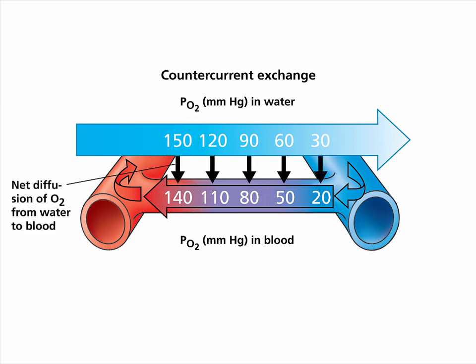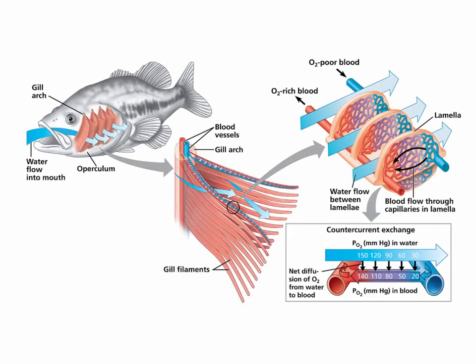You can see that oxygen diffuses from the water into the fish's bloodstream along the entire length of the capillary, as shown here by the black arrows. This is what makes countercurrent exchange so efficient, and why the fish gill is an excellent example of the evolutionary relationship between structure and function.